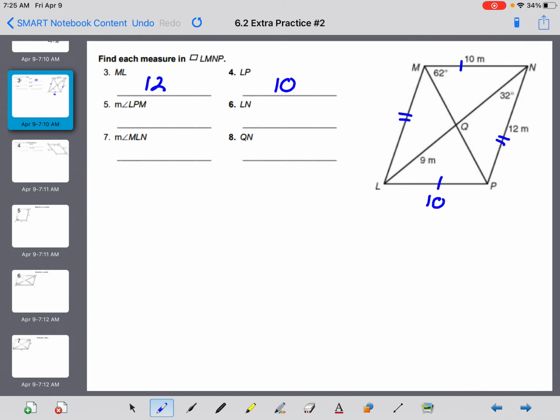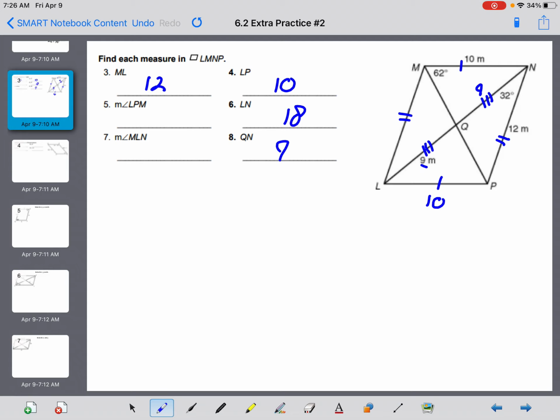All right, here's where we're going to start to need some work here. We have side LN. Well, LN is the diagonal, and that's being bisected, or cut in half. So if the first part, LQ, is 9, that means QN has to be 9, and 9 plus 9 makes 18. And we just found that QN is also 9. So angle LPM, angle MLN, we need to find, okay?